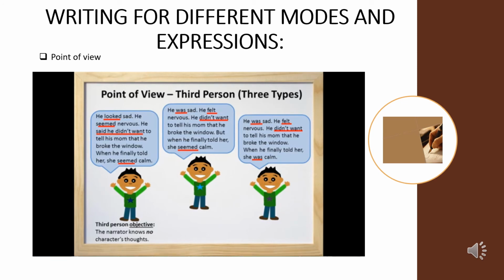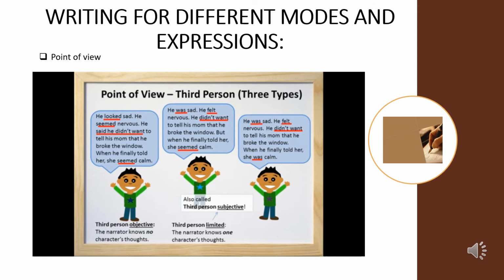The second narrator knows the thoughts of the boy, but not of the mom. This narrator uses third-person limited point of view. In this point of view, the narrator knows one character's thoughts, but no one else's. Third-person limited point of view is sometimes called third-person subjective.